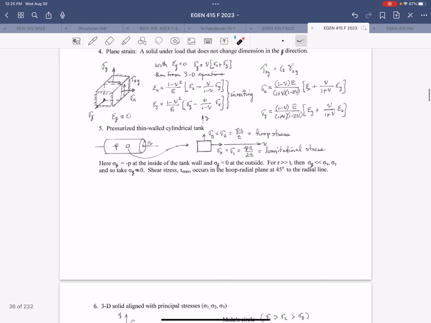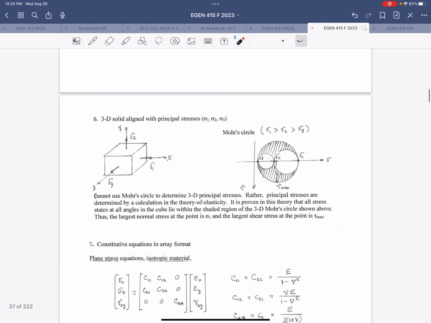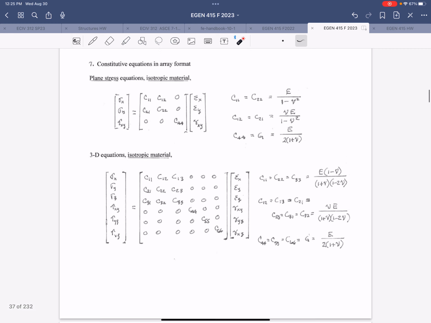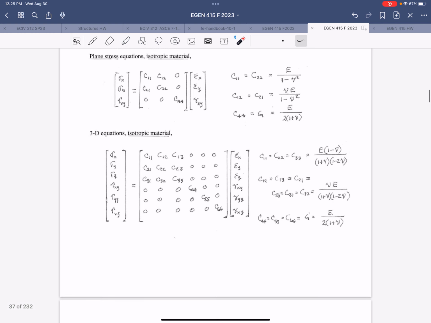All right, and then on to the next page, got 3D solid and then in matrix format. All right, so sometimes it makes sense to use matrices to solve these problems. Other times it overcomplicates things. So just think about what you have in hand and whether it makes sense or not to use these matrices to solve it.